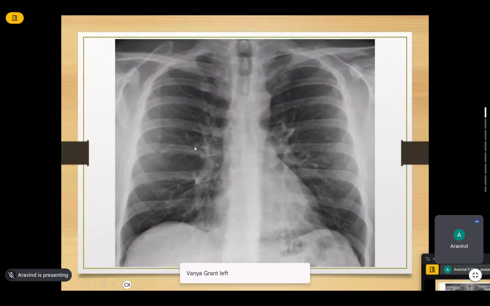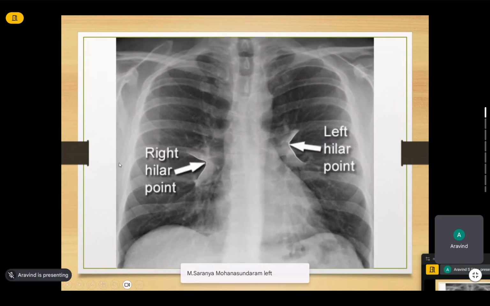So here you can see this is the hilum. This is the right hilum, in an inverted C shape, and this is the left hilum. These branch-like things are vasculature. So the right hilum and the left hilum: the left hilum is slightly higher than the right hilum.